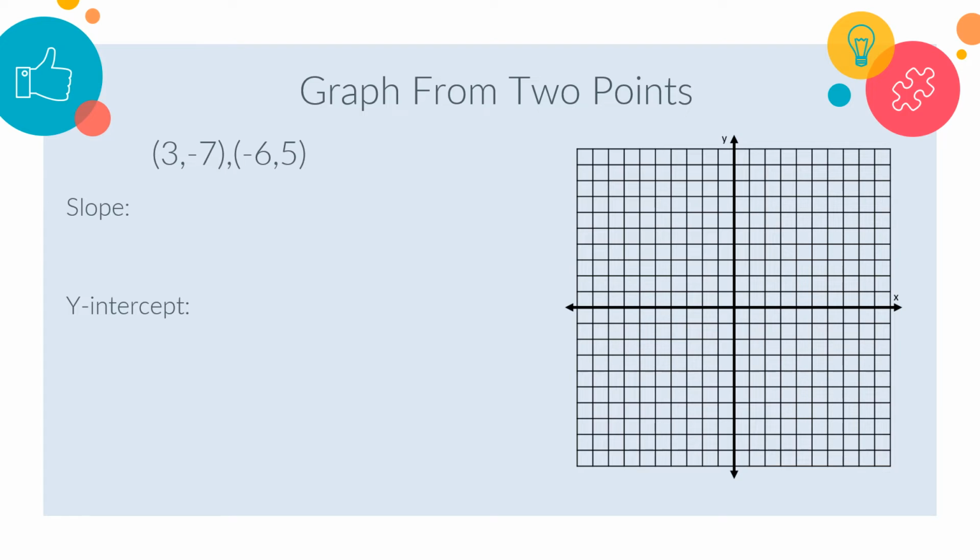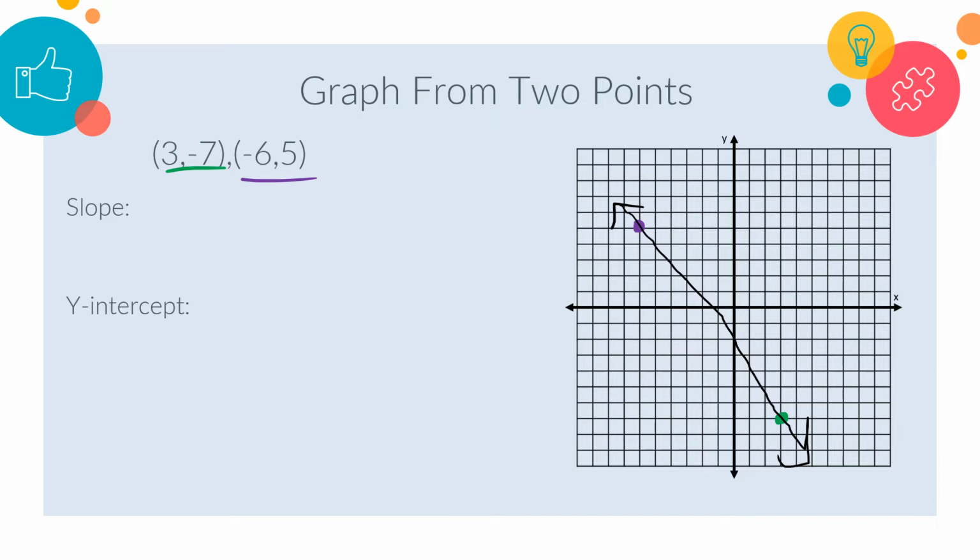All right, the first example we're going to look at is graphing from 2 points. Now, we didn't do an exact lesson on this because it's pretty basic in the sense of you're plotting 2 dots and connecting them. So if I plot this first dot, I'm at 3, -7. And if I plot my second dot, I'm at -6, 5. And we're going to, as always, connect and draw arrows on the end.